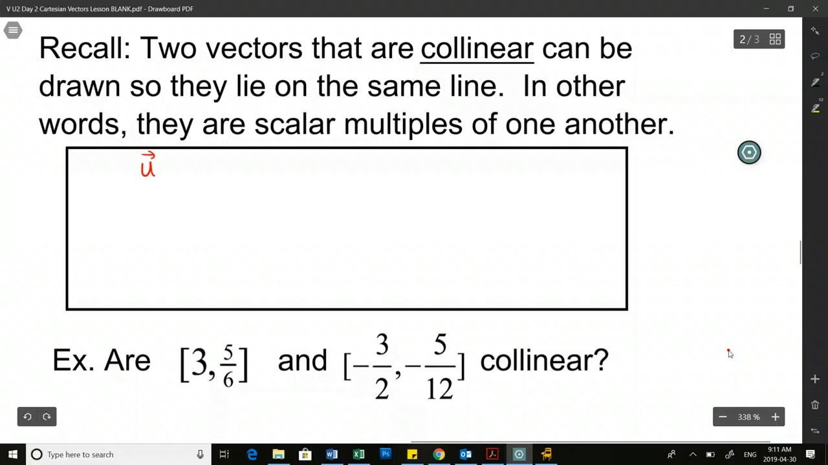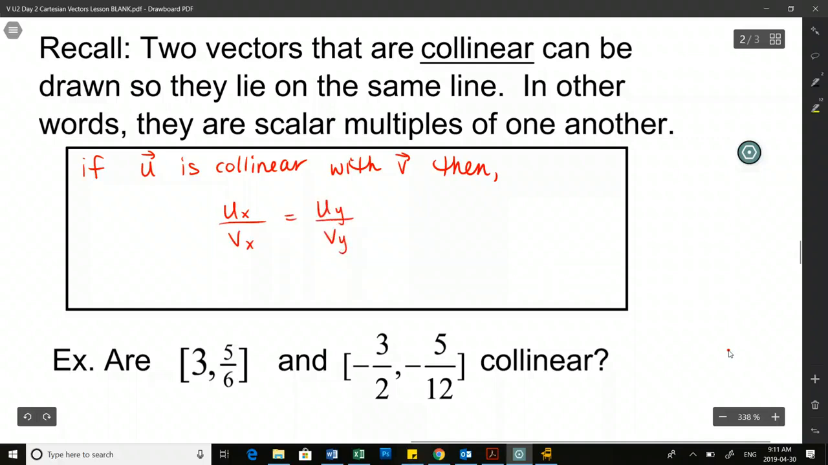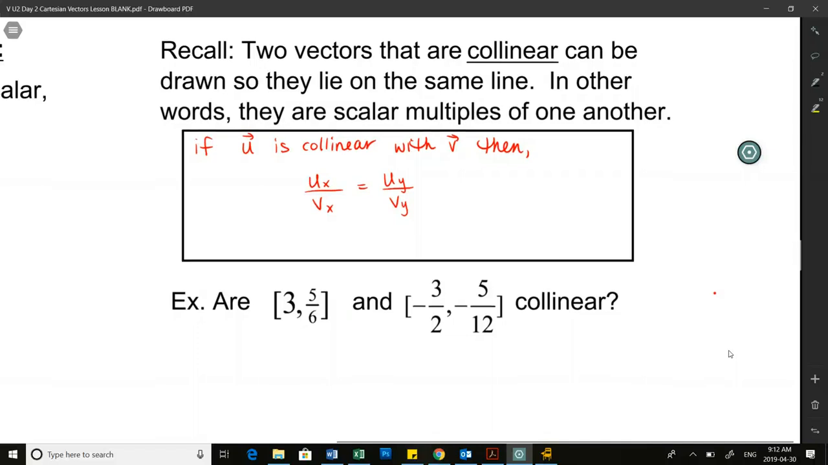So essentially, if I want to check to see if vector u is collinear with vector v, then we will say the x-coordinate of u divided by the x-coordinate of v will be equal to the y-coordinate of u divided by the y-coordinate of v. What does this mean? I think visually we can usually see if vectors are scalar multiples of one another, but sometimes if they're fraction scalar multiples of one another, it can be a little bit more difficult to see.